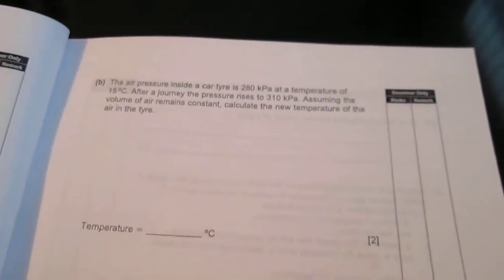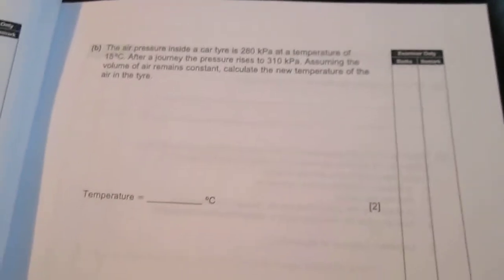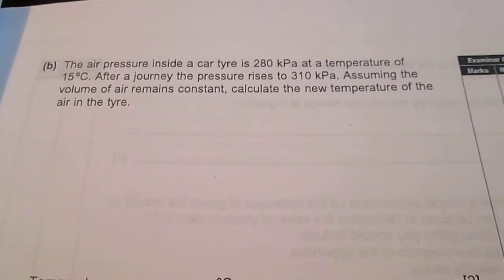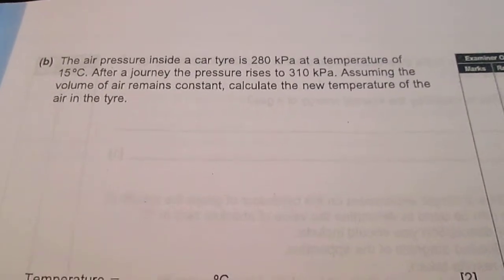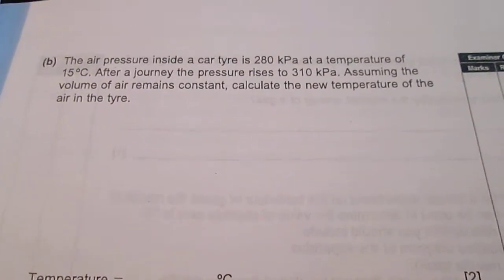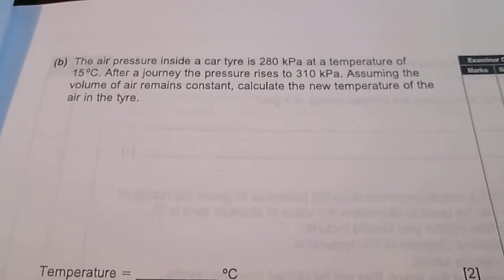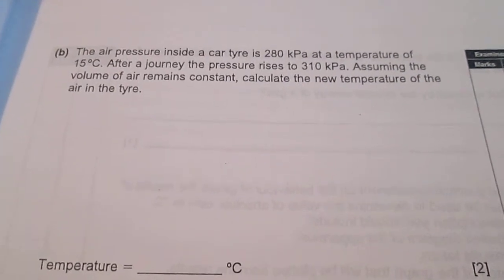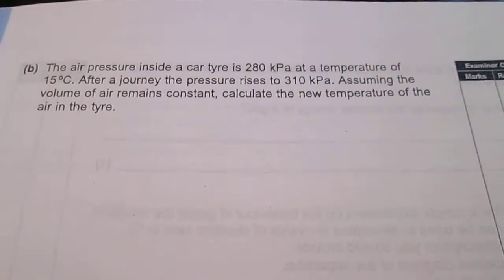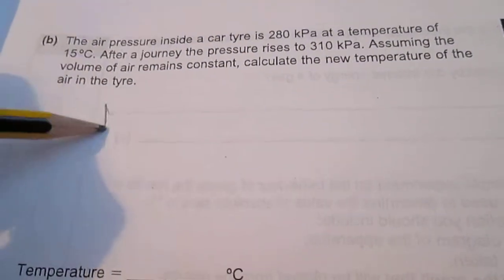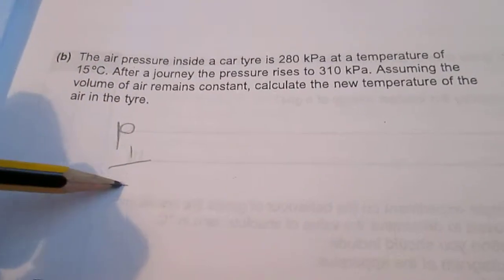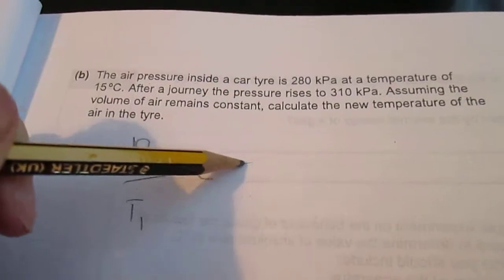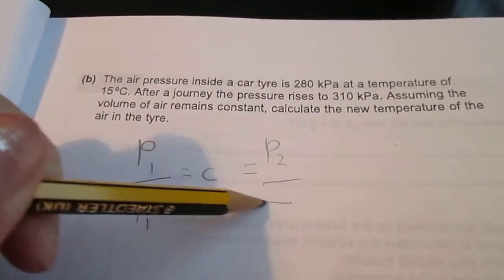Okay, this is the May 2011 A21 question on thermal physics. So this one here is talking about the air pressure inside a car tire, that value 280 kilopascals at a temperature. Then it tells us the pressure rises and it wants us to find the new temperature. So this is obviously the pressure law, where P1 over T1 is equal to a constant, and that same constant is equal to P2 over T2.